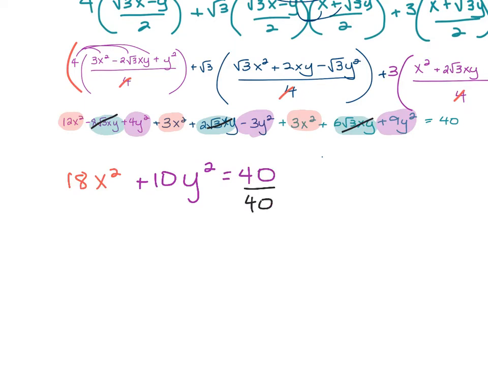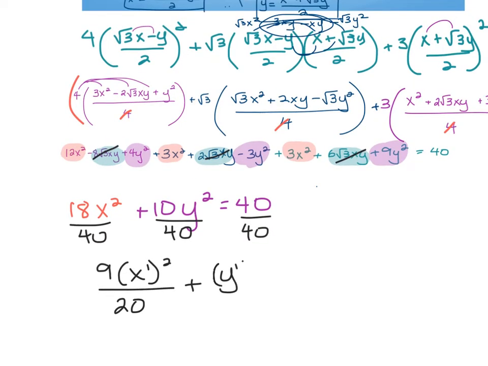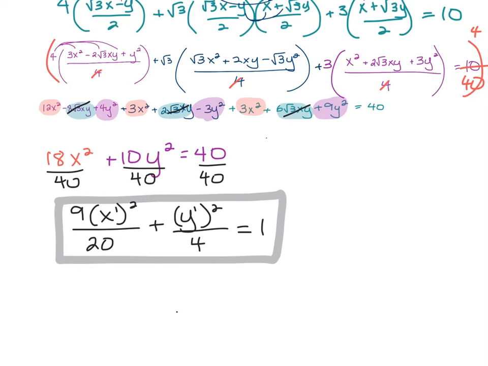I've got to divide everything by 40, and I'm going to bring back in my primes. So I'd get 18x prime squared over 40 plus, and actually let me reduce that right at 1 minute. This would be 9x prime squared over 20 plus y prime squared over 4 equals 1. This is my ellipse in standard form. Questions on that one? That'll give you another 5 points.